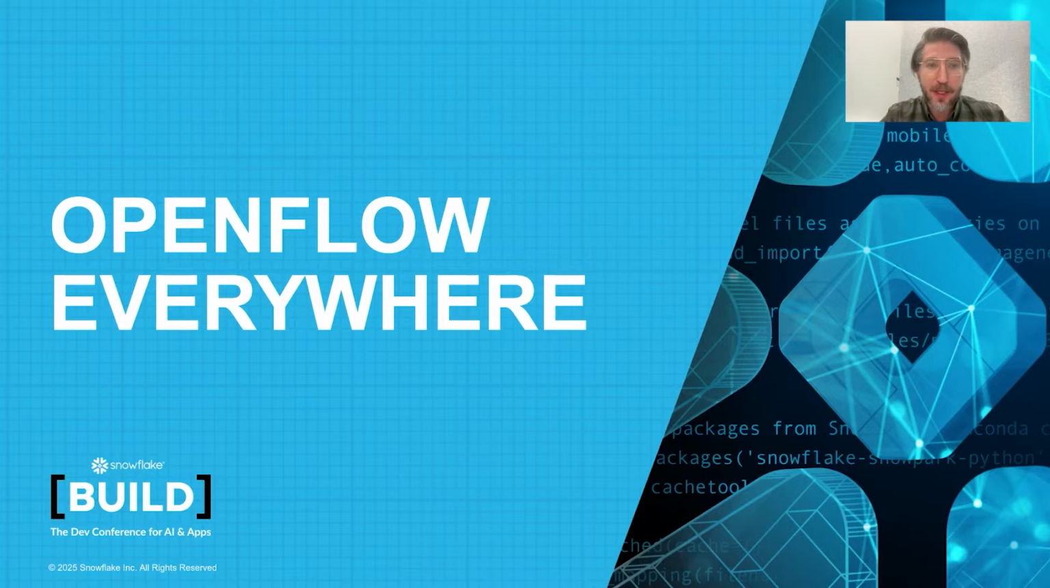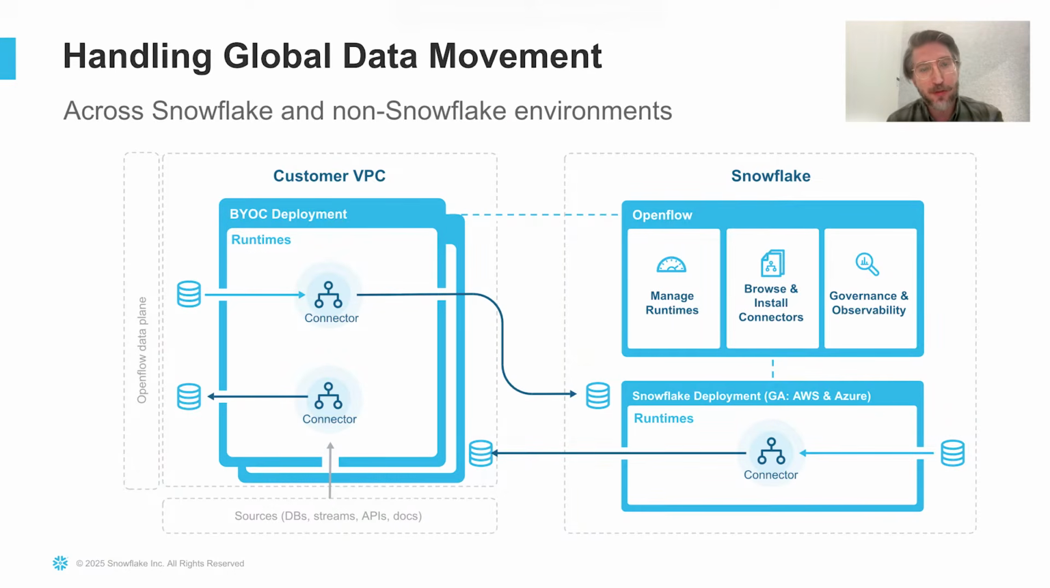All right, so what is Openflow? Openflow is Snowflake's first-party service for global data movement across all of our customers' data estates. We really are complementing Snowflake's move into a universal platform and AI data cloud, and Openflow is the perfect complement. You can think of it as a Swiss Army knife to that universality because Openflow handles all forms of data, and we can ingest data from wherever it might live.